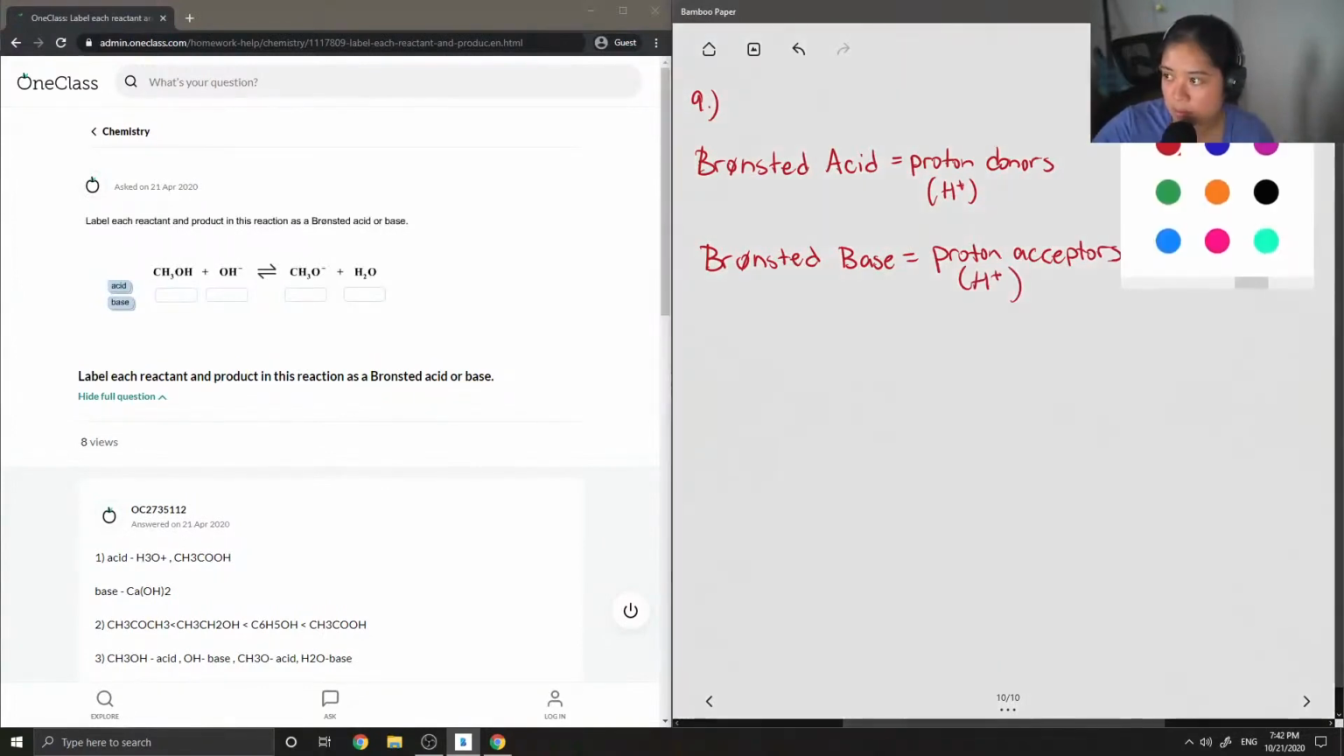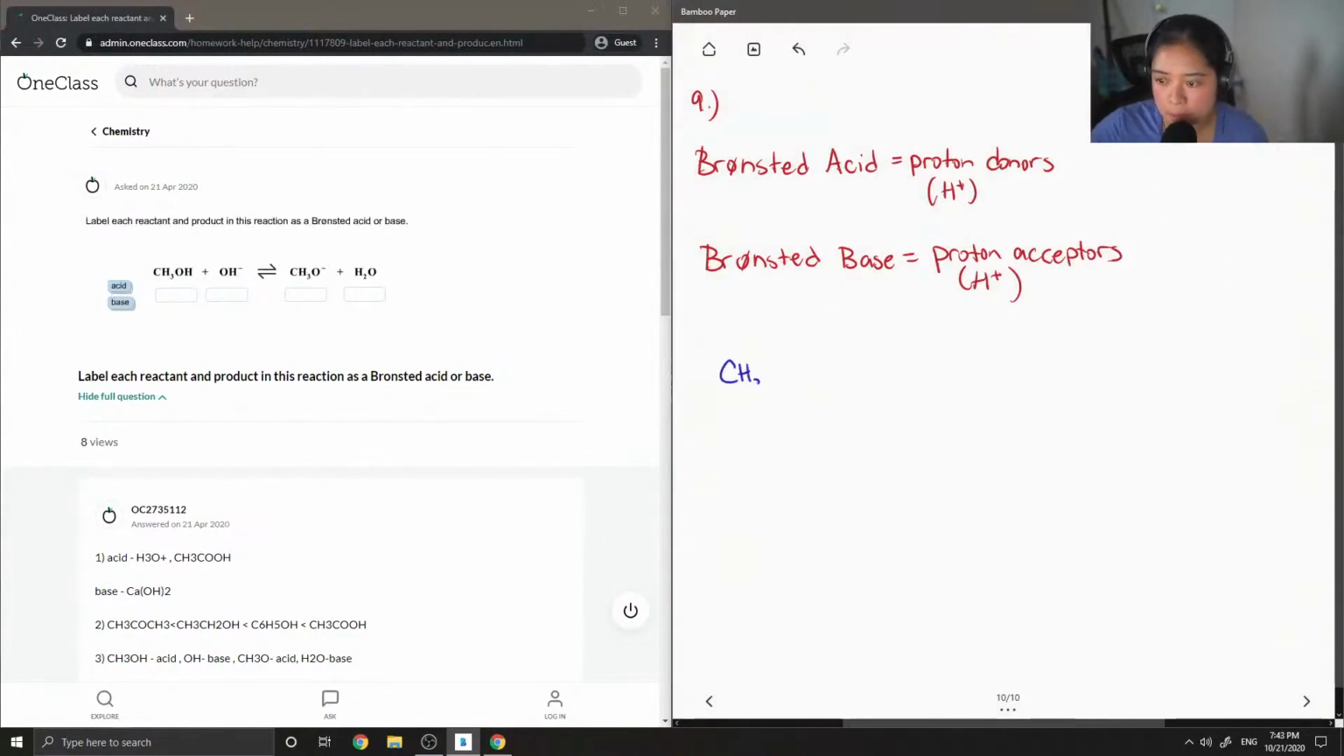So let's look at the reaction that they gave us. We have methanol plus a hydroxide ion in equilibrium to a deprotonated methanol plus water.